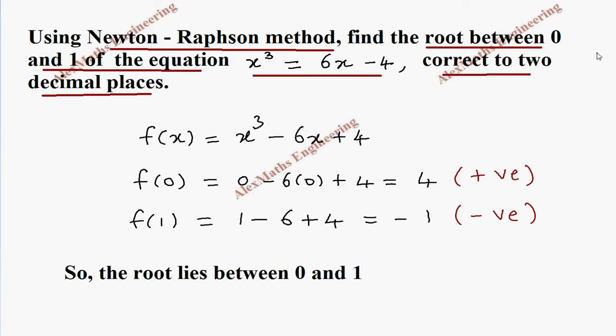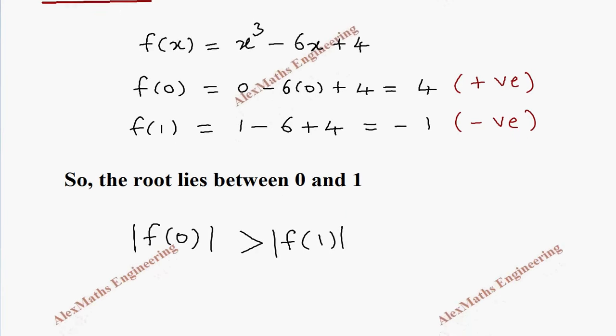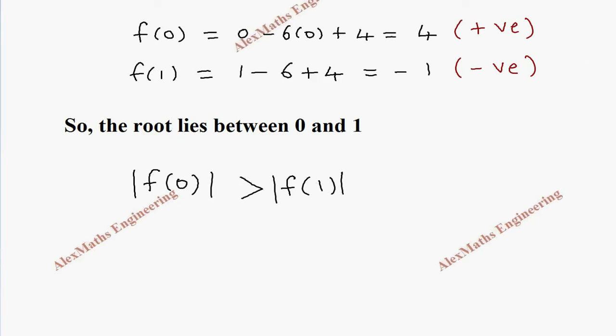And when we compare the magnitude of f of 0 with the magnitude of f of 1, that is the modulus, we find the modulus of f of 0 is greater than the modulus of f of 1. So from this we can understand that the root is nearer to 1. Therefore the root is nearer to 1.